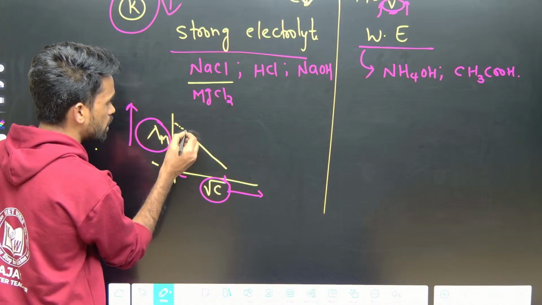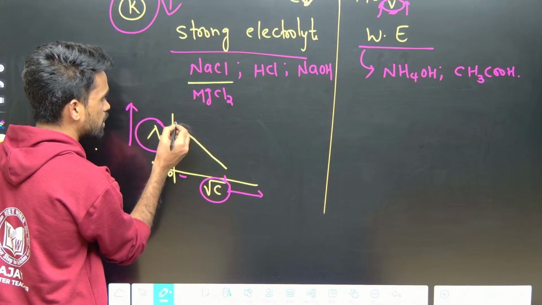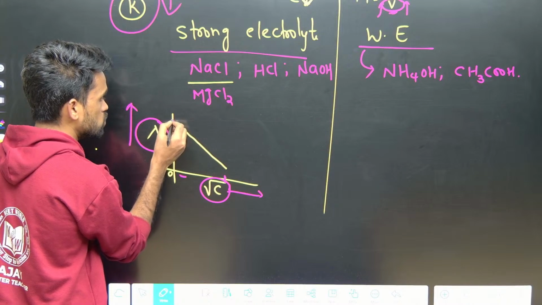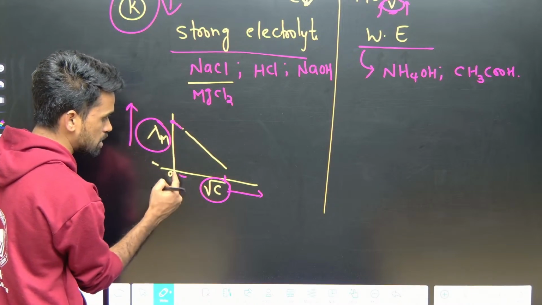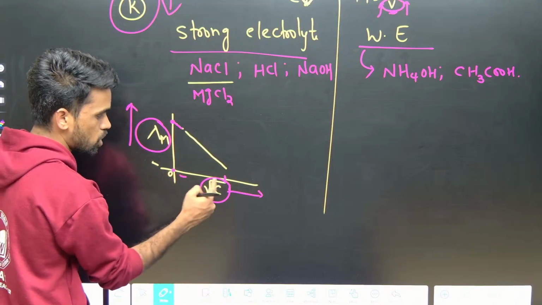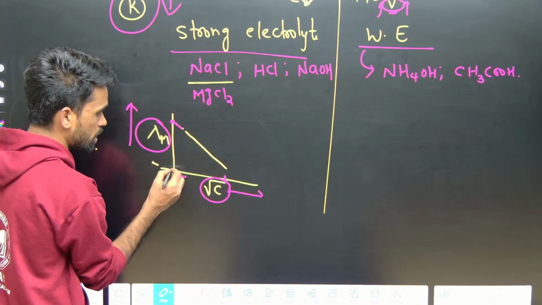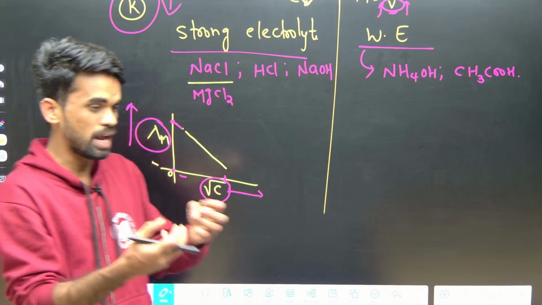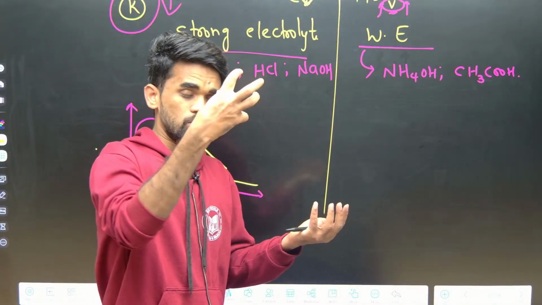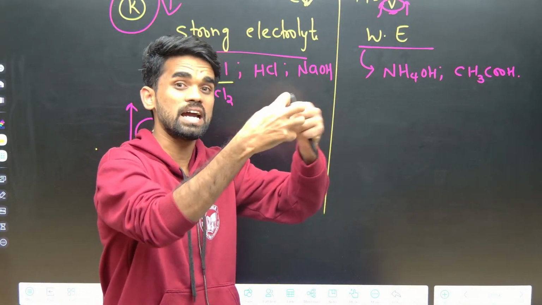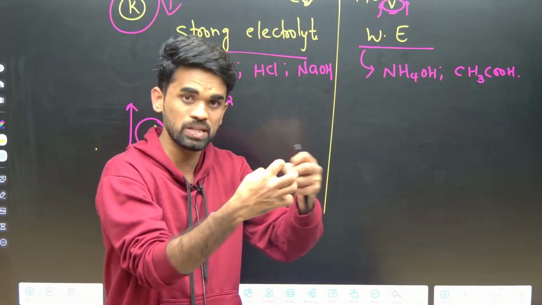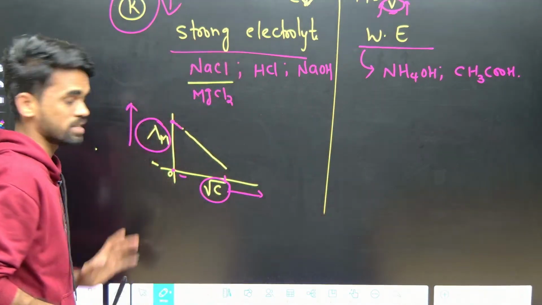Here you are seeing I am extrapolating the graph and reaching a point. At this point, the concentration at the origin is 0. It means you are adding water, and to that extent there is no interionic attraction between the solute particles of that electrolyte. That is what zero concentration means here.